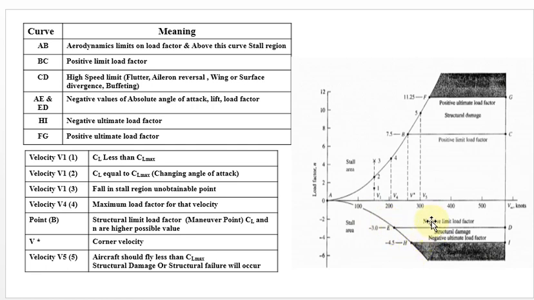Here also there is the negative limit load factor. Then we have one more point, the negative ultimate load factor, which is line H and I. You should not go beyond that. If you go beyond that, the aircraft will break. Here structural damage will happen; here the aircraft is totally damaged and will break. This is the reason the aircraft design engineer should know the importance of the VN diagram, especially for the corner velocity and maneuvering point.